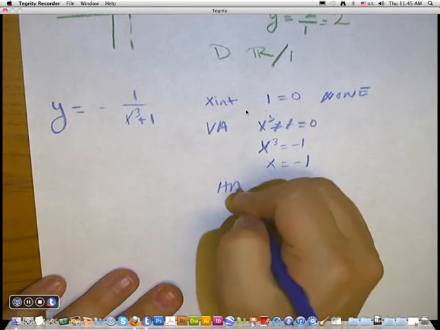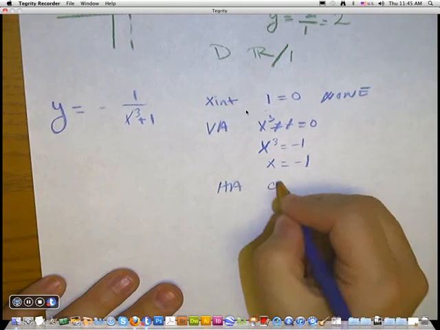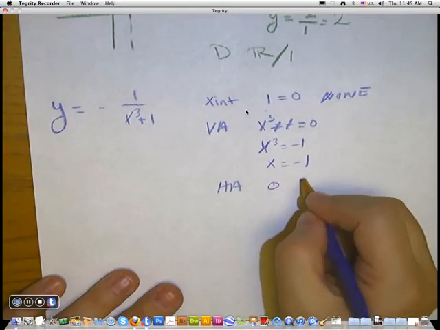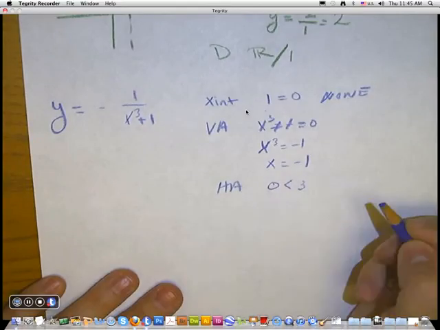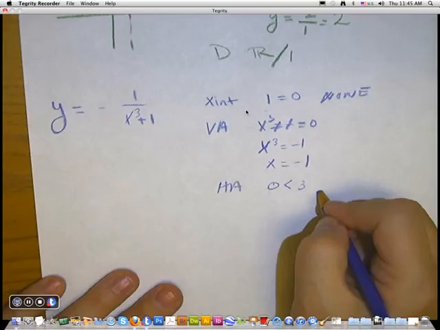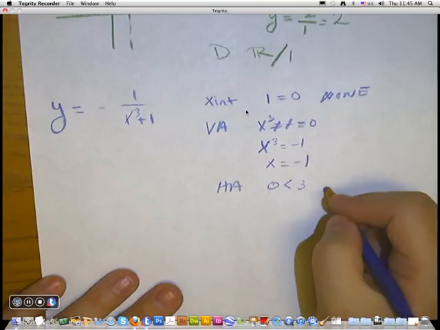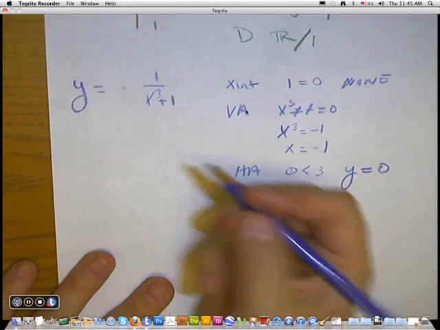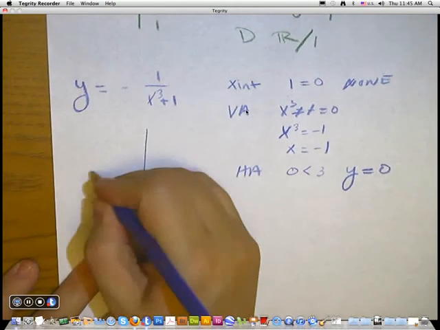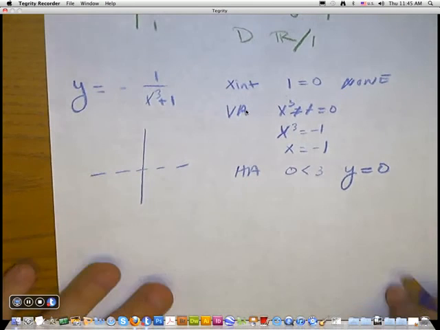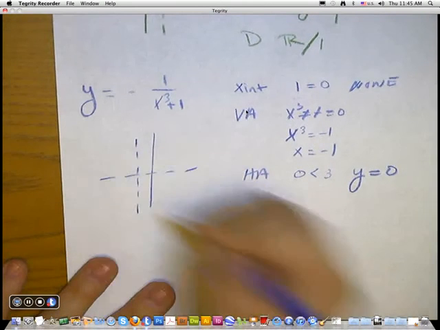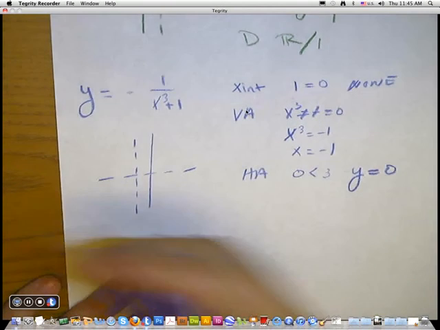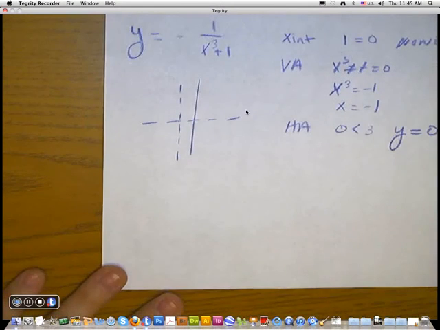And the horizontal asymptote: the degree of the numerator is 0, the degree of the denominator is 3, 0 is less than 3, and when the degree of the numerator is less than the denominator, y equals 0 is the asymptote. So if I were to graph this, y equals 0 is an asymptote, vertical x equals negative 1 is an asymptote, and then I could pick some points and go from there.